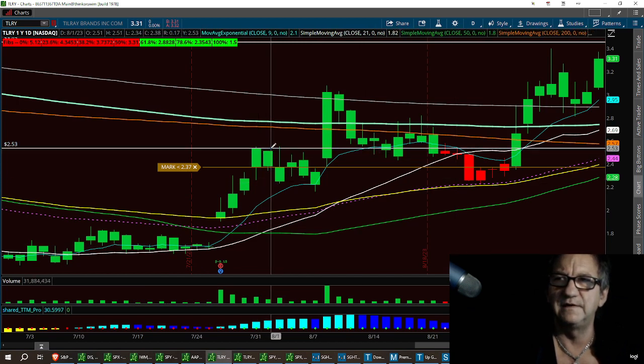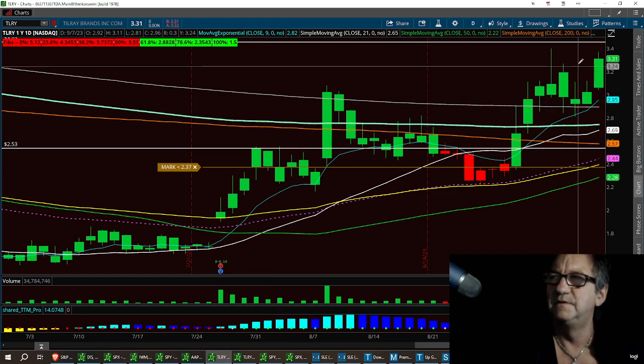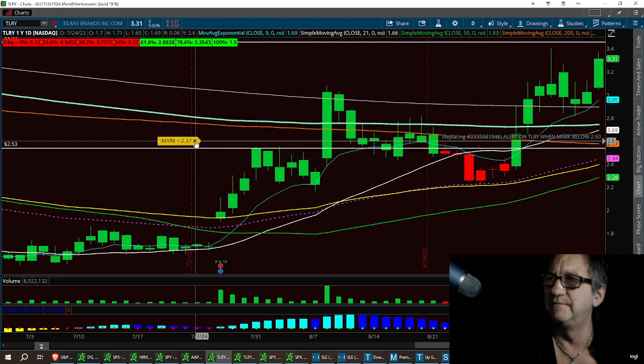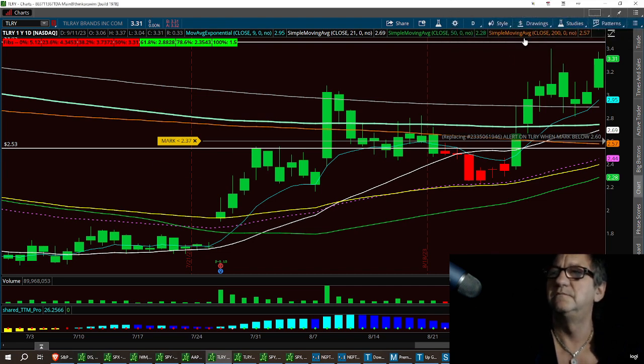The support level is going to be the body of these two candles right here, and we're going to put that in as a support level to hold. It can fall back easily and hit that 200 and run back up. So I'm going to raise this alert above that 200. I think that's the daily. Let me see if I got this right here.